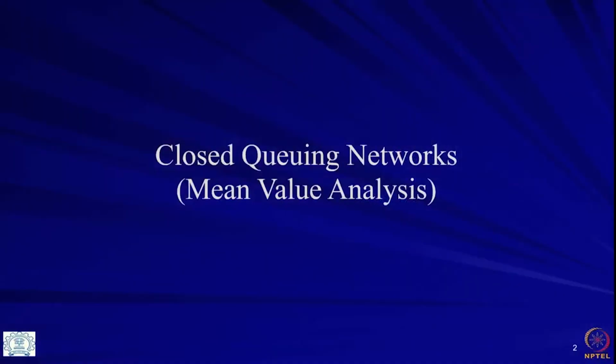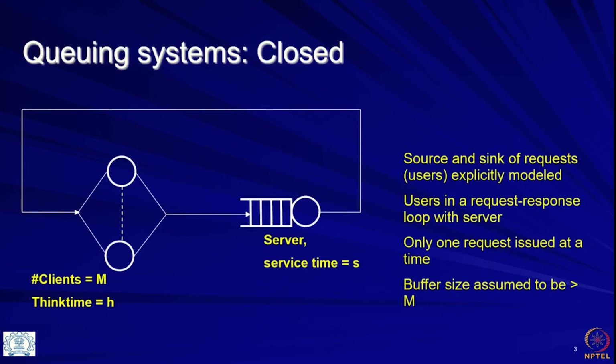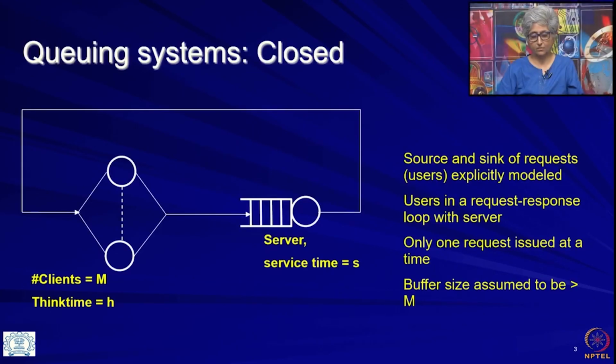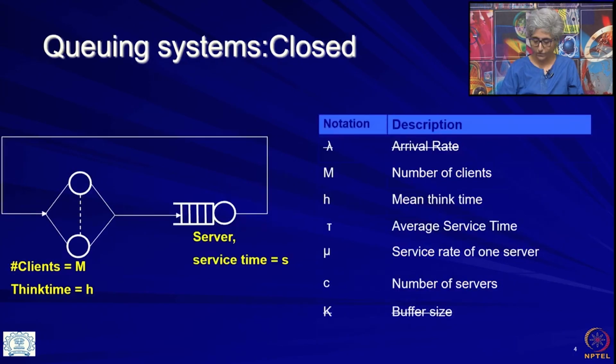So, we will continue our study of closed queuing networks and we will study a very important method called mean value analysis. Just to recall quickly what we have done in the last few lectures, we have done closed queuing networks with just a single server and we did a lot of analysis on this. We figured out how to relate the throughput and the response time. We did some asymptotic analysis and we also saw some examples.